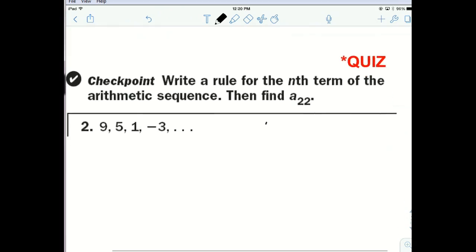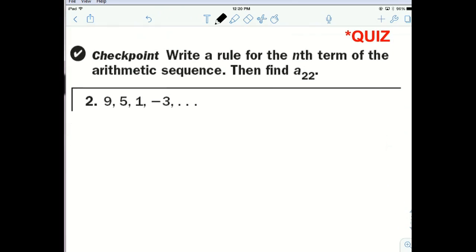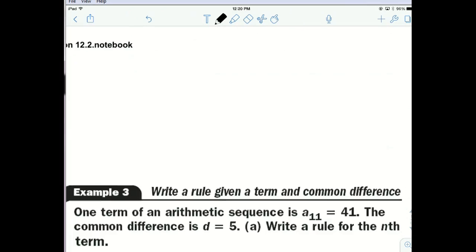This checkpoint is where I'm going to quiz you. Once you're done with this video, or at this time now, you can pause it and do one on your own, but there is a quiz on Schoology that I want you to complete and type your answers in for this question. So you can do it now, or you can save it and go to the Schoology quiz at the end of the lesson.